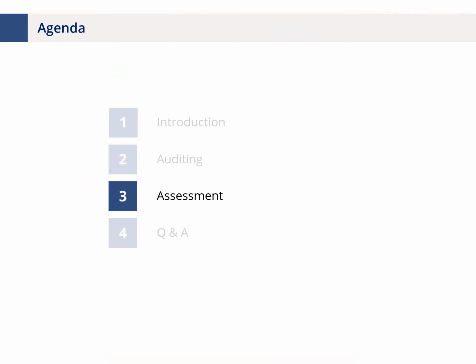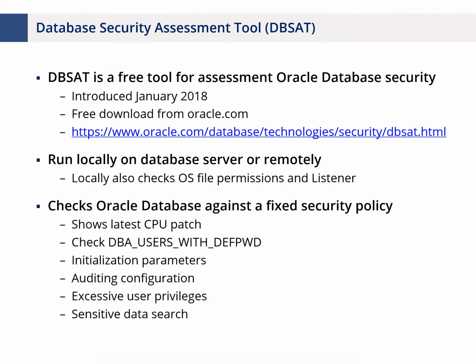The other area where there are a number of robust tools is assessment. There are a number of open source and free tools that you can use to verify the security of your Oracle database. The first one is not open source, but it is a free tool. This is one that Oracle has provided. It's called the Database Security Assessment Tool. It's a free tool from Oracle, released in 2018, and can be downloaded from their website readily.